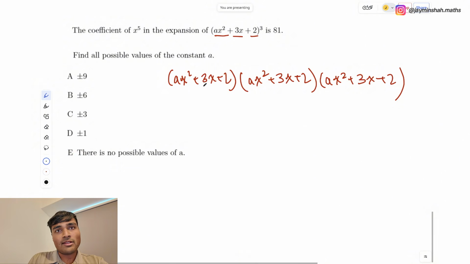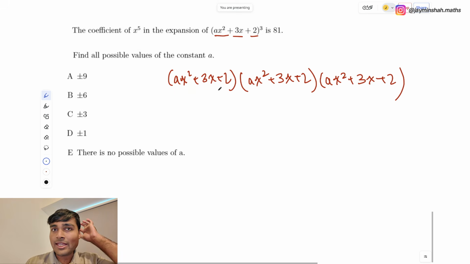So I could pick the 3x from the first bracket, the ax squared from the second, and maybe the ax squared from the last. Notice if I do that, I'm going to get an x to the 5 term. So we need to ask ourselves, how can I pick one term from each of these 3 brackets such that they multiply to give me an x to the 5 term? The only way is by taking an x squared from one bracket, an x squared from another bracket, and an x term from the final bracket.